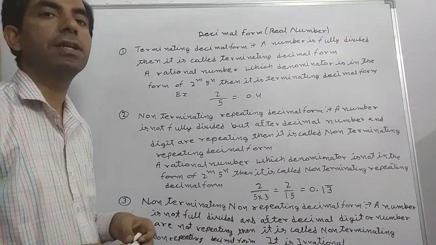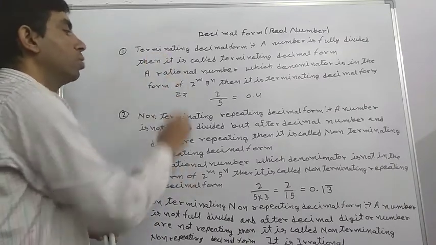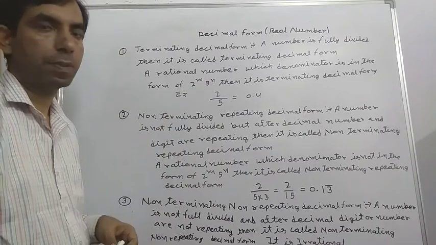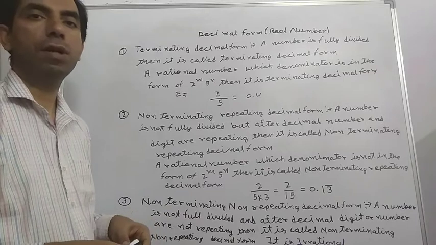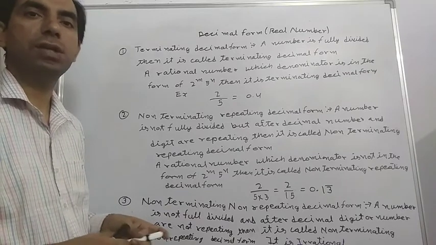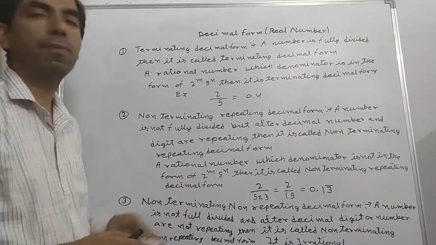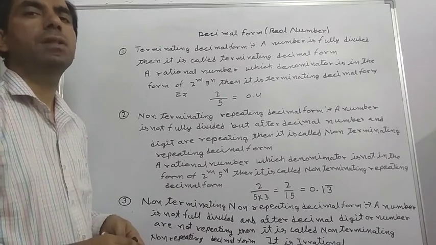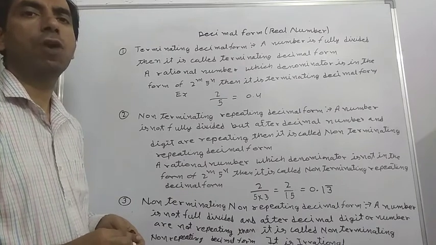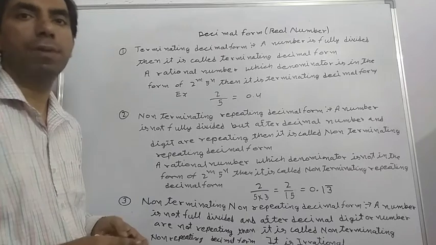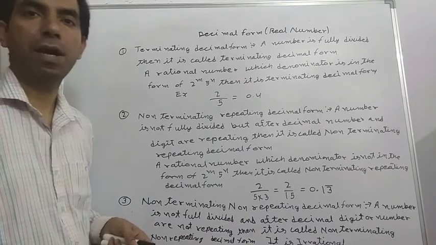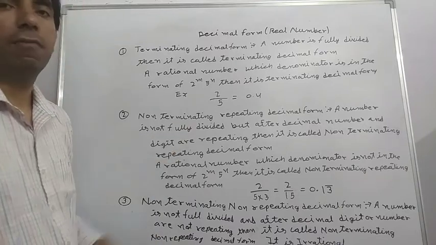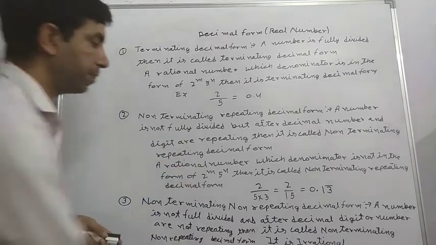So in solving, each time we get only two types of questions. Because a non-terminating, non-repeating number is irrational, generally we do not solve this type of number. Sometimes someone asks how many decimal numbers there are between two numbers. To find numbers between them, only one method is possible, which we will learn after some time.